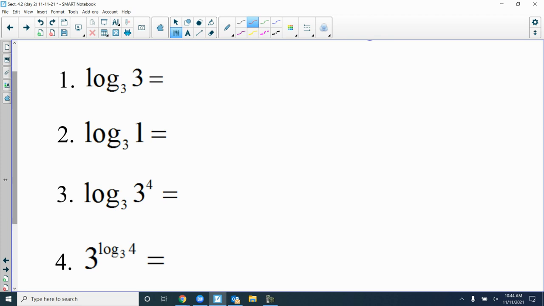All right, first one. You're basically saying 3 to what power equals 3? That's going to be 1. 3 to the first power equals 3. 3 to what power equals 1? The only way to take something to a power and get 1, it's got to be 0. That's going to be 0.